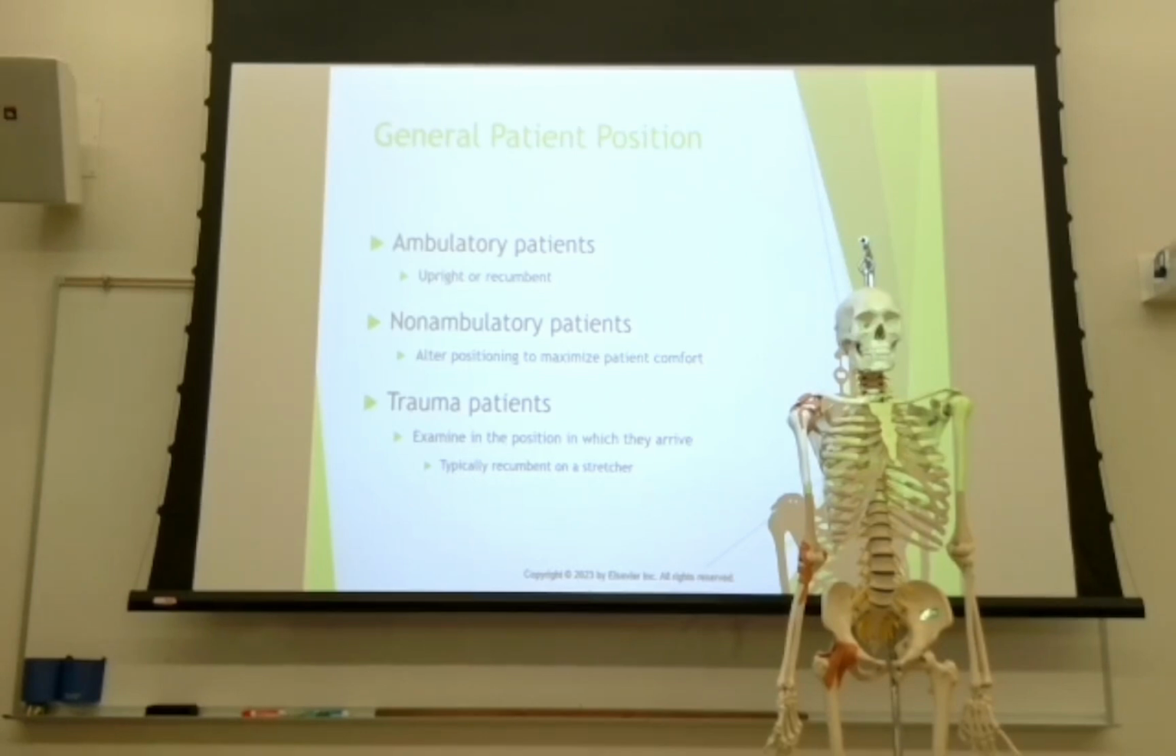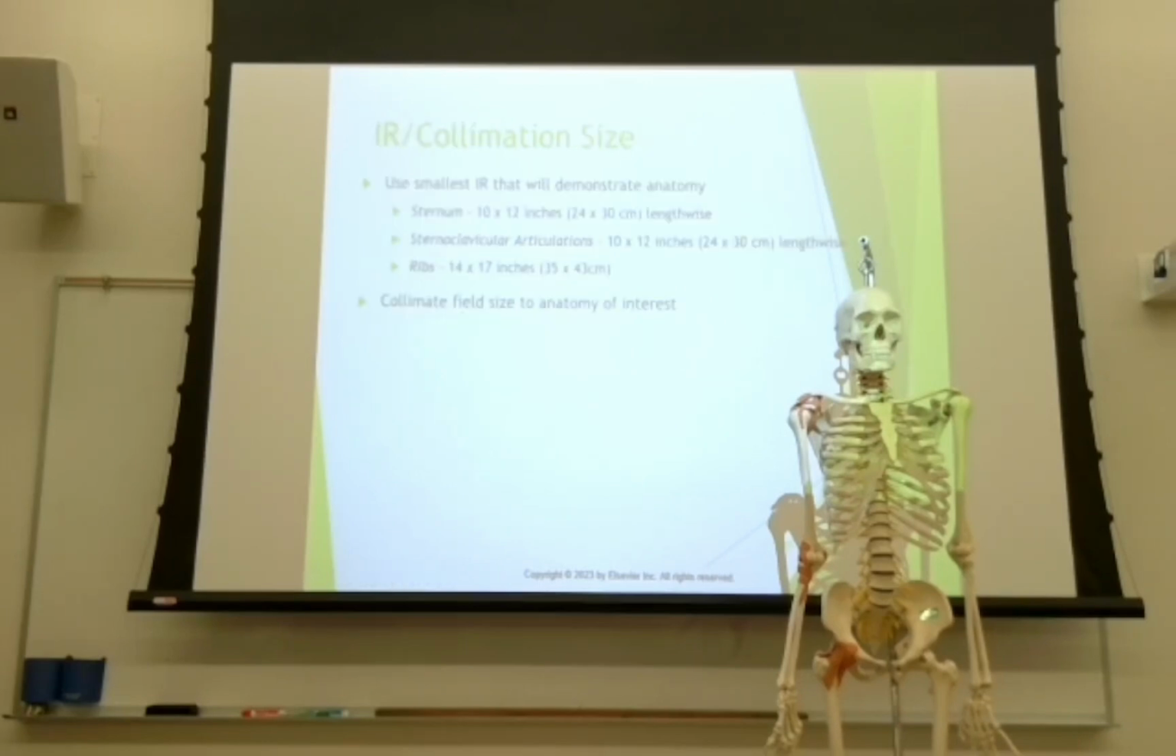So certainly in non-ambulatory patients, you're going to shoot them laying down. Ambulatory patients, you've got your options. If they're already laying down, shoot them laying down. If they're upright, shoot them upright. And trauma patients, you just got to take what you can get. And most of the time, they're going to be as supine as they can be.